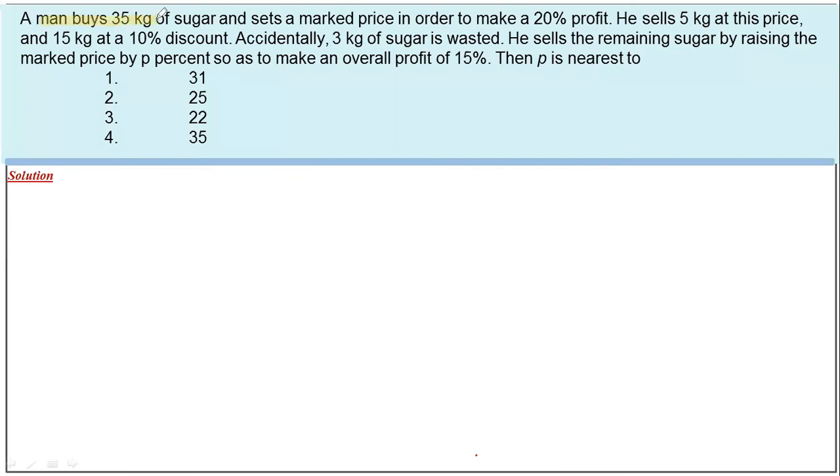A man buys 35 kg of sugar and sets a marked price in order to make a 20% profit. He sells 5 kg at this price and 15 kg at a 10% discount. Accidentally, 3 kg of sugar is wasted. He sells the remaining sugar by raising the marked price by p% so as to make an overall profit of 15%. Then p is nearest to which of the following?